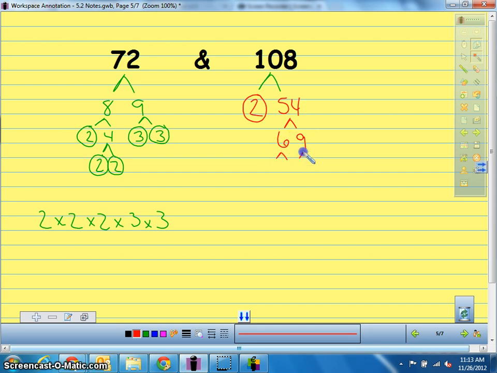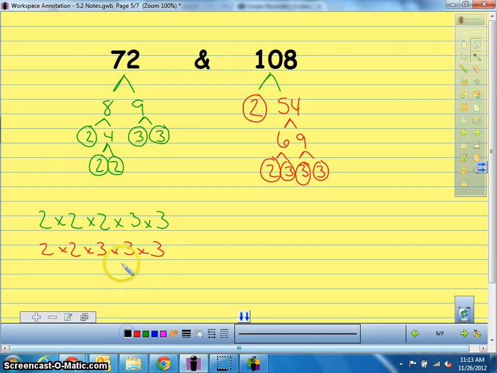Prime, so I'm going to add legs again. 6 I can get by taking 2 times 3. Both of those are prime, so I'm going to go ahead and circle them. 9 is the product of 3 times 3, so those are prime. I'll circle those. Now I've got all dead ends, so I can write my prime factorization. I have 2 times 2 times 3 times 3 times 3.